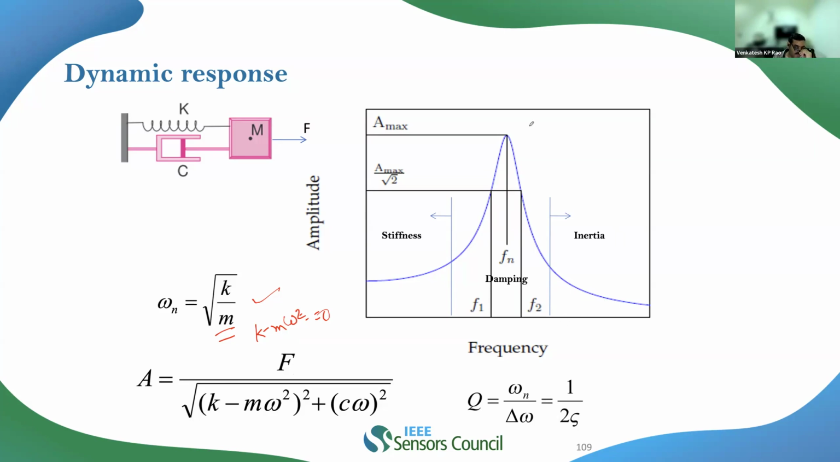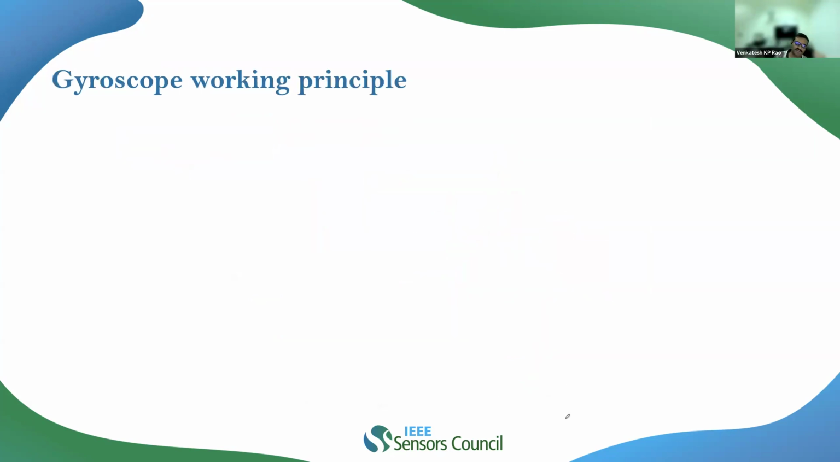And then the quality of this resonance is indeed given by omega n divided by the bandwidth, delta omega. Delta omega is the bandwidth between the 3 dB frequencies around the maximum amplitude. This will also be equal to 1 over 2 zeta. The quality factor is indeed a measure of damping present in the system.